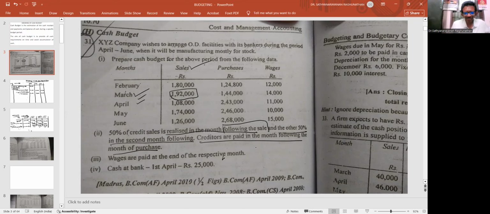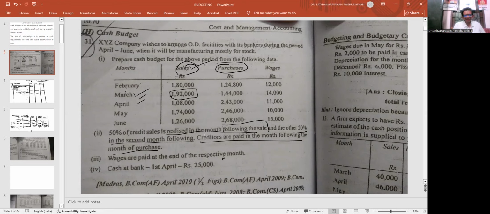Creditors are paid in the month following the month of purchase means this purchase aspect you have to take into consideration. Credit sale means sale made to the customer. This sales aspect you have to take into consideration. Creditors means we have purchased from the supplier. This purchases we have to take into consideration. And then wages, purchases, wages, both are expenditure only, cash payment only.